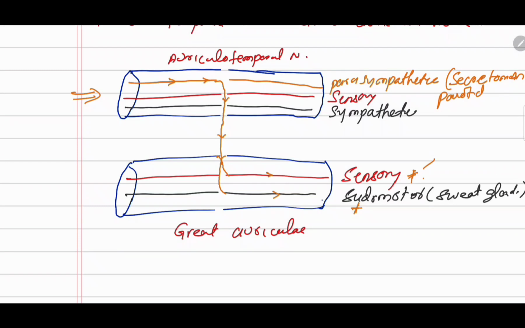When these fibers get stimulated, there is hyperesthesia and there is sweating. This syndrome is known as Frey's syndrome, or auriculotemporal nerve syndrome.